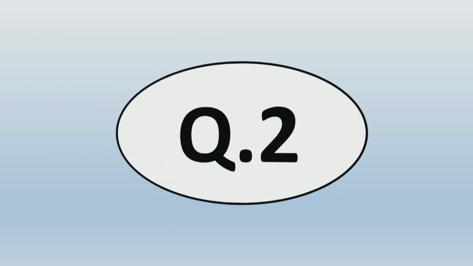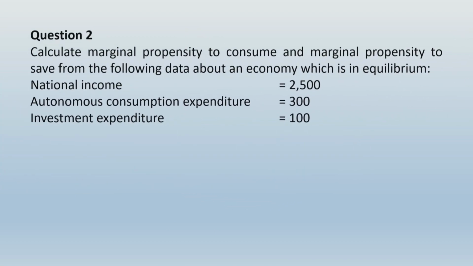Let us move ahead and take up the next question for practice. That will be question number 2. Let us read this question. It says, calculate marginal propensity to consume and marginal propensity to save from the data about an economy which is in equilibrium. They have given national income is 2500, autonomous consumption expenditure is 300, and investment expenditure is 100.